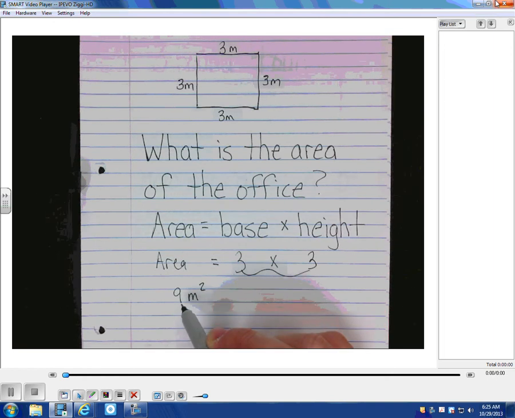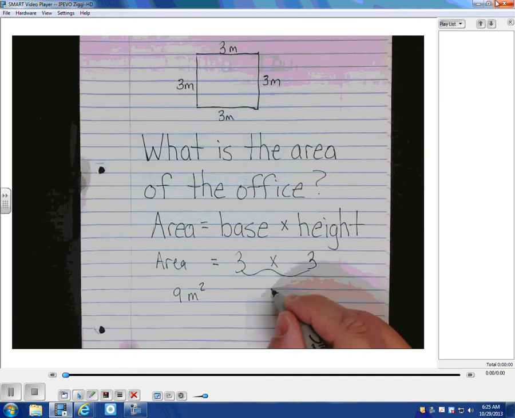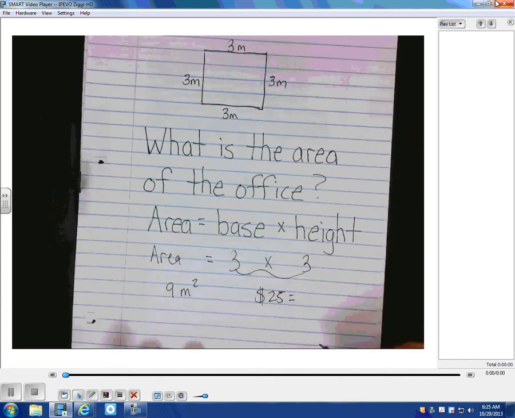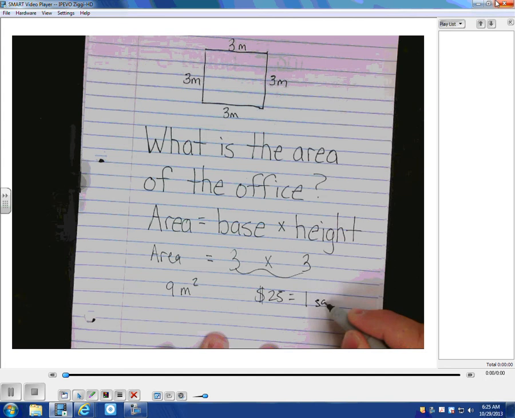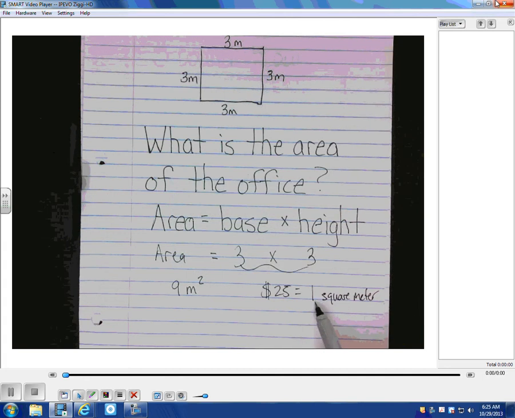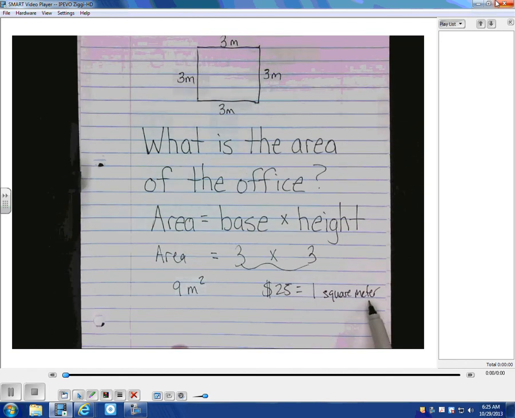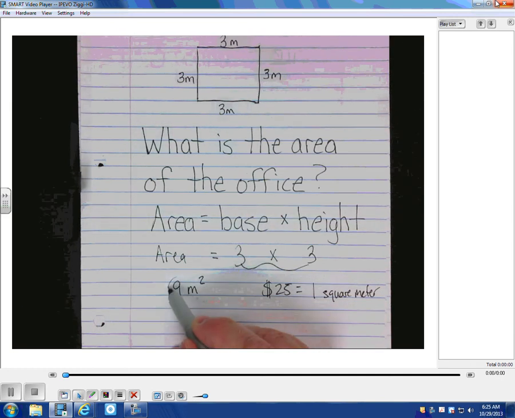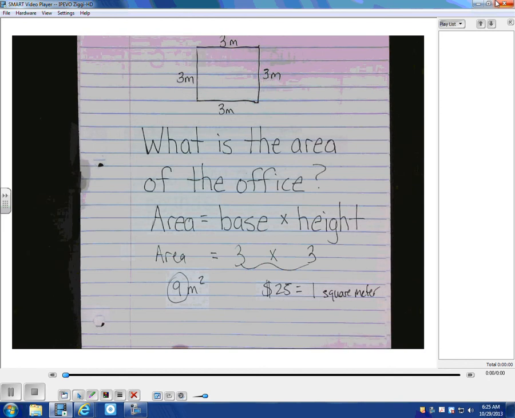Once I get this number, I know each square meter costs $25. So it's $25 for 1 square meter. Okay, so it's 25 for one of them. I have 9 of them. So what would you do to determine how much all 9 would cost? So again, $25 is for 1 square meter. I need to know how much 9 would cost. So think about what operation would make the most sense in order to find out how much money it would cost for all 9 square meters?